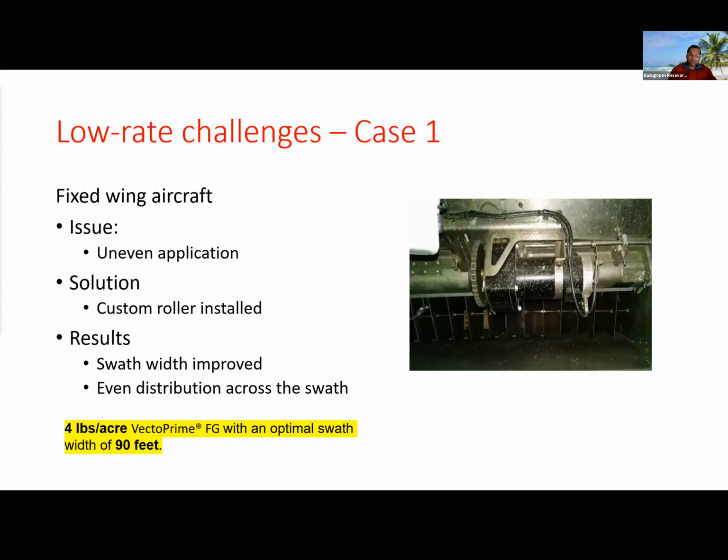Okay, I'm going to go through a couple of case scenarios pretty quickly here. This one is a fixed wing aircraft. There was an issue where there was streaking. So what is the best way to resolve it? Installing a custom roller actually helps a lot. So that improves the swath.